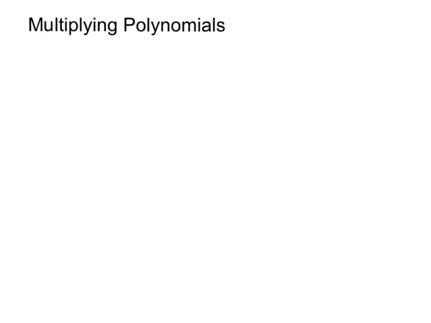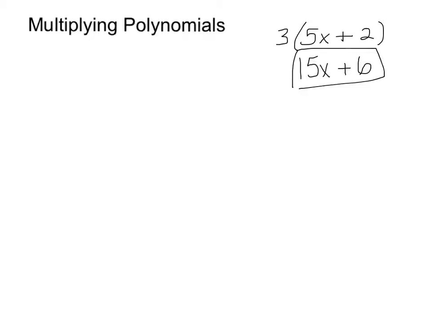In this supplemental video, we're going to discuss how to multiply polynomials. Now, it's not as hard as you think because the basics of all of this is distributing. So if I gave you something like 3 times the sum of 5x and 2, all you would do is multiply 3 times the entire sum, and you would get 15x because that's 3 times 5x, and 3 times 2 is 6. And your answer would be 15x plus 6.